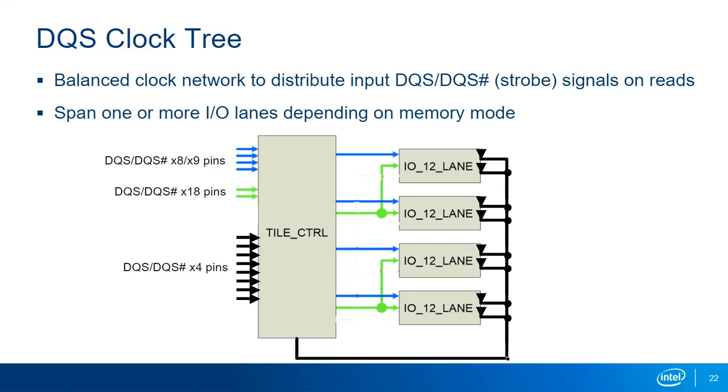If a by 18 interface is implemented, 2 I/O lanes are required, so the 2 pairs of differential DQS by 18 inputs get distributed to 2 I/O lanes each. This distribution is shown in green. By 4 mode is also supported. 2 by 4 groups can attach to a single I/O lane. For this mode, 2 pairs of differential DQS inputs are routed to each lane, shown here in black.